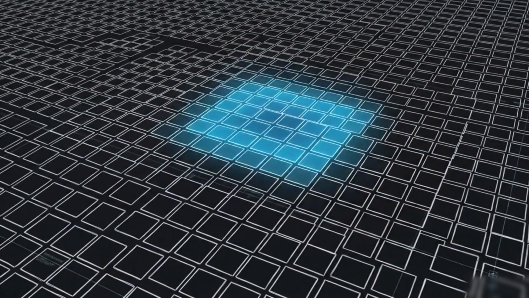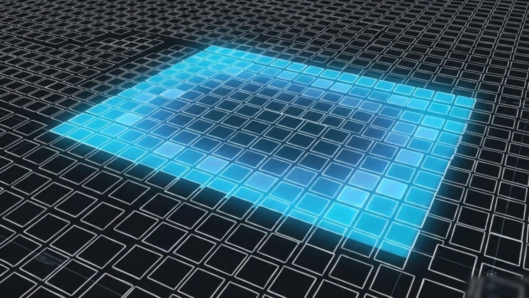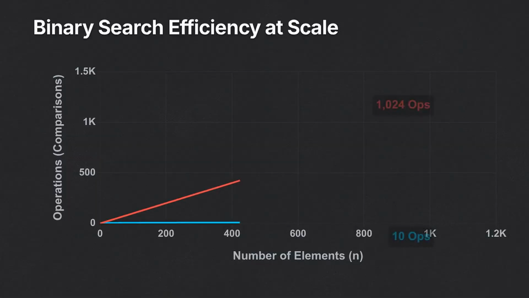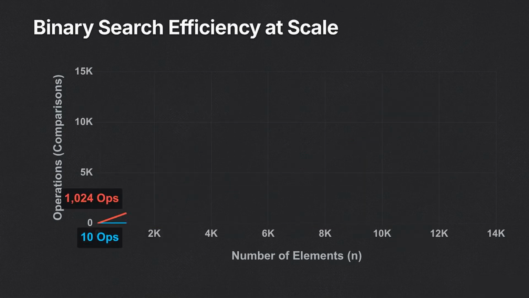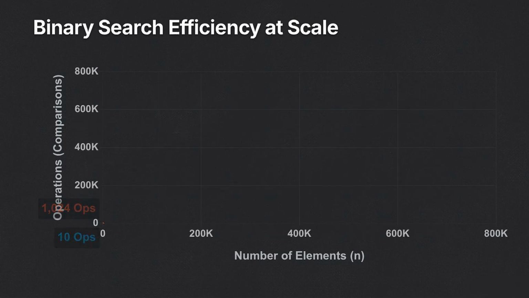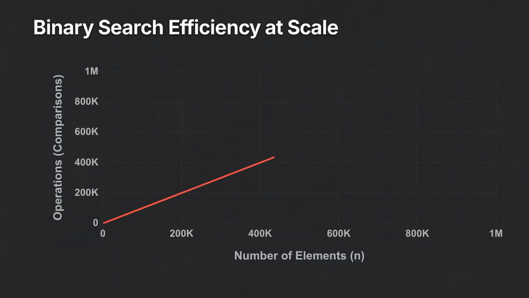To see the gap between these two categories, let's test them against a benchmark dataset of 1,024 elements. If the target is missing or at the very end, a linear search will execute 1,024 separate comparisons. On the right side, binary search cuts the data in half repeatedly, finding the exact element in a maximum of just 10 comparisons. We can plot this trajectory.